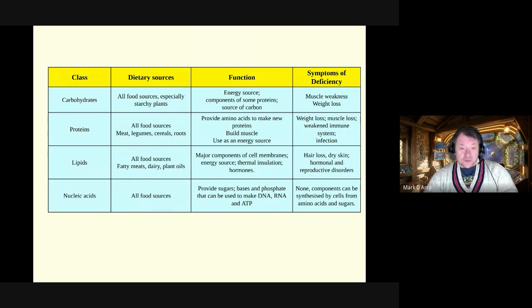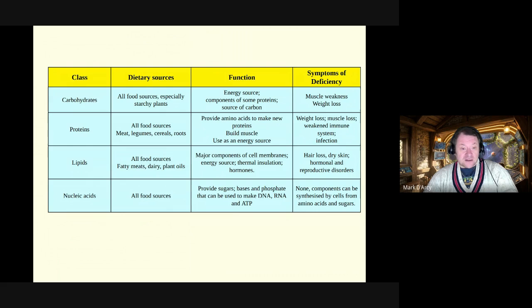Proteins. Sources: all food sources, meat, legumes, cereals, roots, anything organic basically is going to have some proteins. Function: provide amino acids to make new proteins, build muscle, can be used as an energy source in extreme conditions, although protein is not the primary energy source in the body. That's carbohydrates and fats. Symptoms of deficiency: weight loss, muscle loss, weakened immune system, infection.